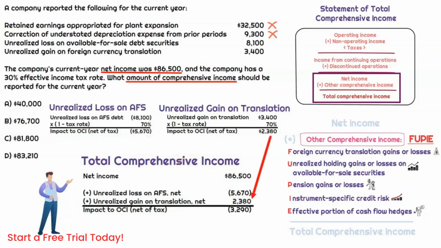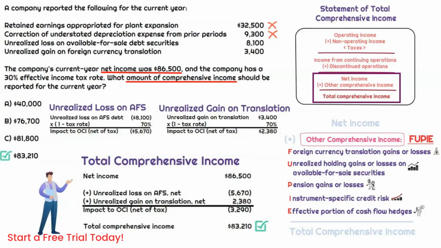And then we also have that unrealized gain on translation, which was a positive 2,380, right? So our net impact to OCI, net of tax, right, is a loss of 3,290, which is why it's negative. So that's going to reduce net income down to total comprehensive income of 83,210. That's going to be our correct answer.